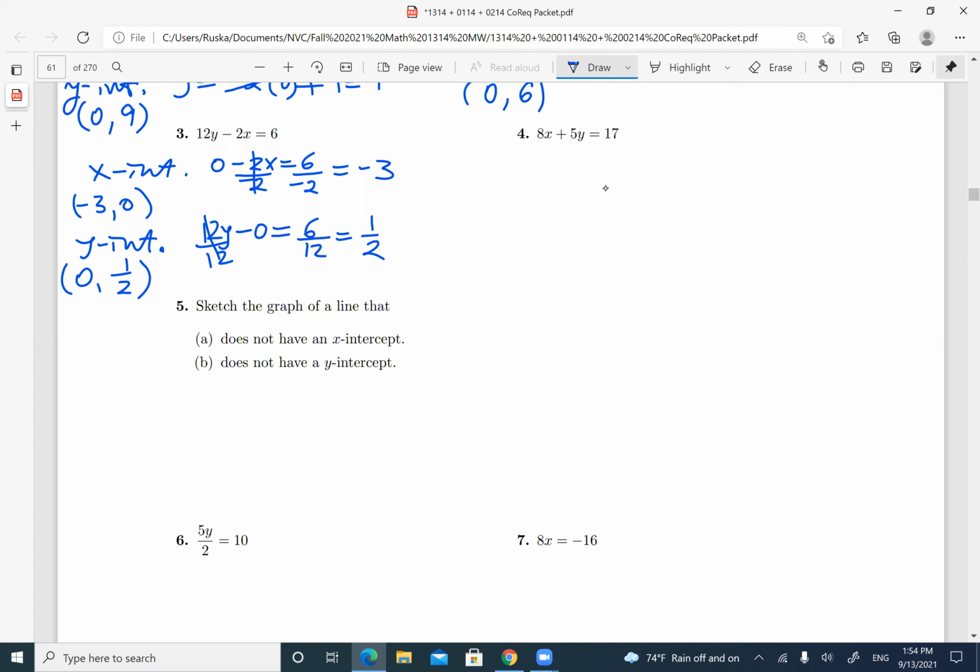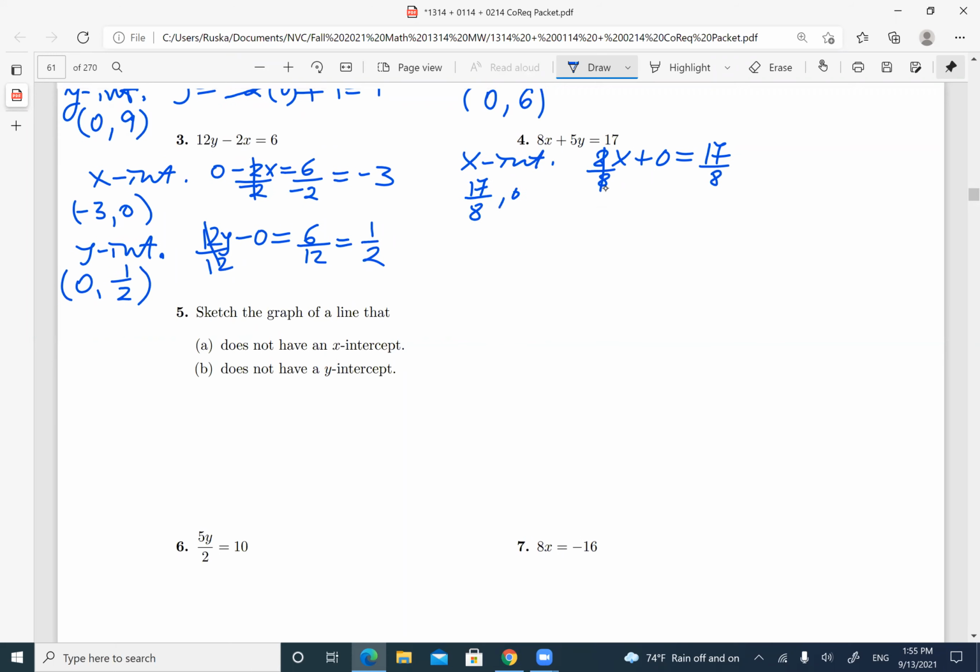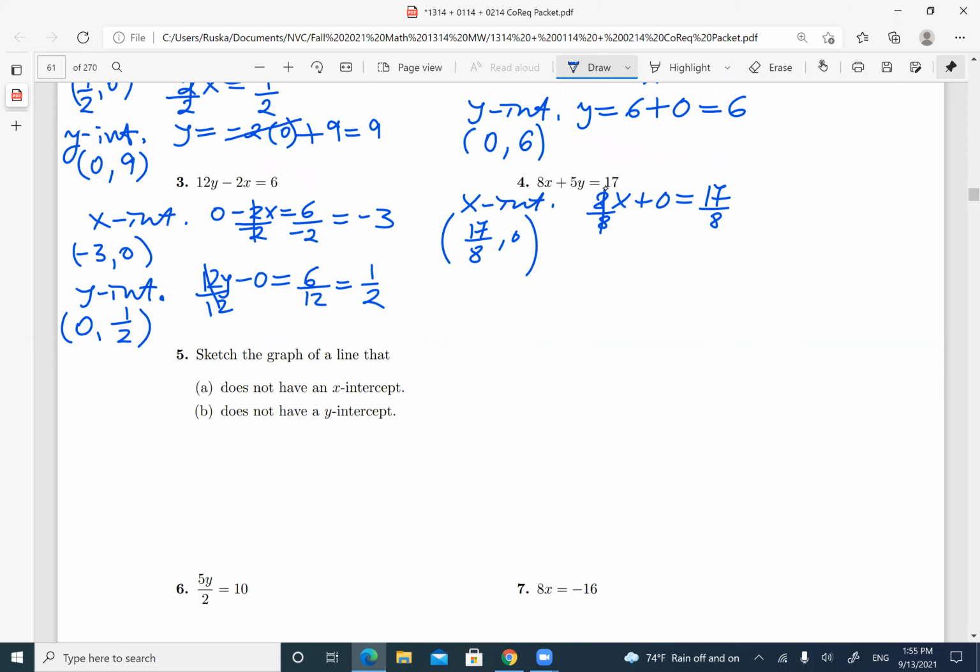And then the next one is going to be the same way. So if I want to do 4, again, x-intercept, y is going to be 0. So I have 8x plus 5 times 0, which is 0, equals 17. And then divide by 8. And that's my x-intercept, 17/8, 0. Just keep it as a fraction, exactly the way it is.